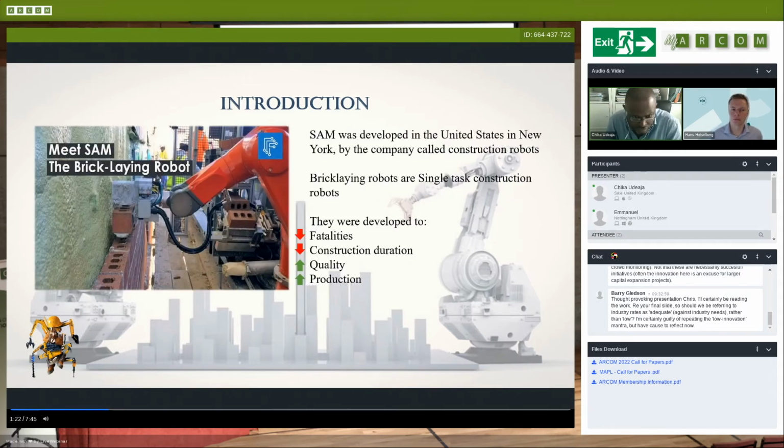With all that being said, everyone, I would like you to meet Sam, the bricklaying robot. Sam was developed in the United States, in New York, by a company called Construction Robots. Sam as a bricklaying robot is a single-task construction robot, which means that Sam is able to assemble brick walls with minimum input from humans. Sam was developed to decrease the fatalities within the construction industry, to decrease the construction period, and to improve the quality and also improve the production.